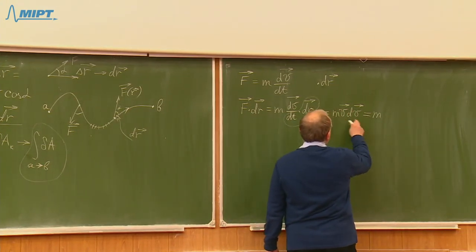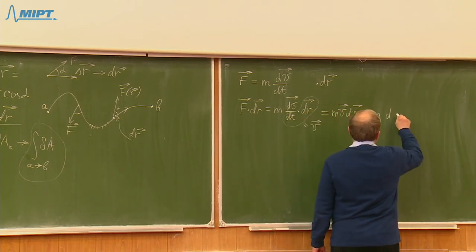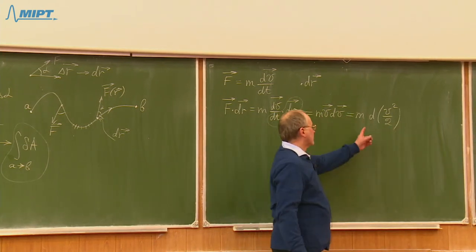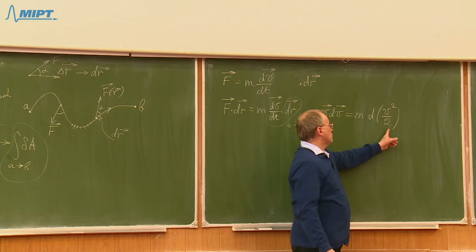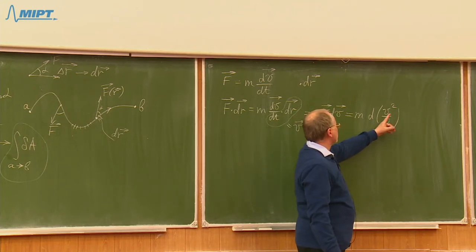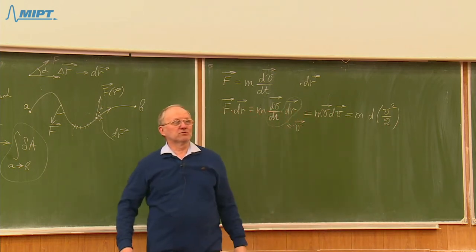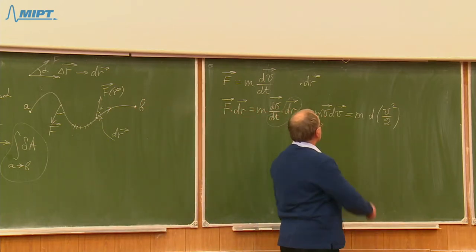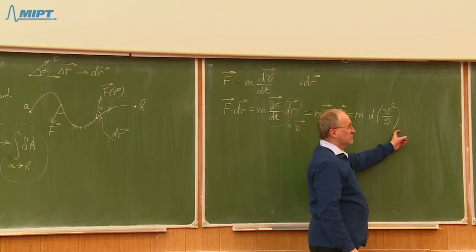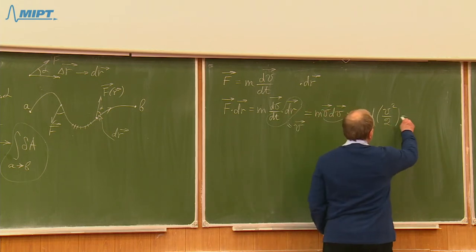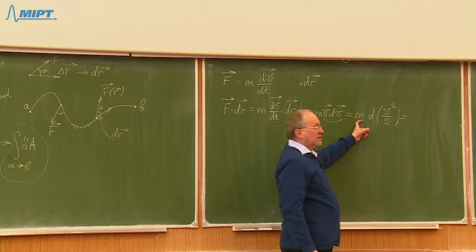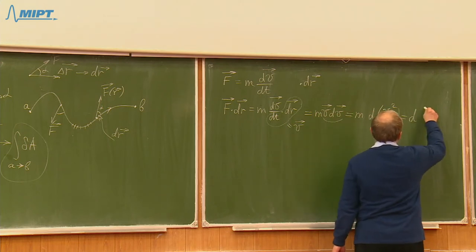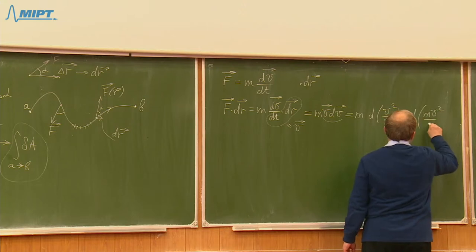I will continue this formula by writing d of v squared over 2. If I take a differential of this function, then 2 and 2 will cancel, and what remains here will be v dv. So according to the rules of differentiation of functions, this expression can be written like this. And also, the mass as a constant can be taken inside the differential sign. So I will have a differential of m v squared over 2.